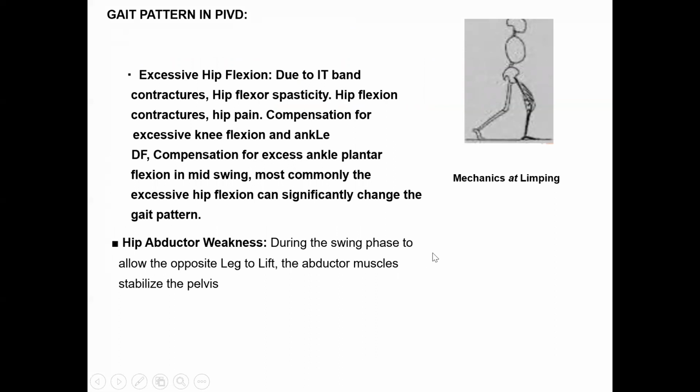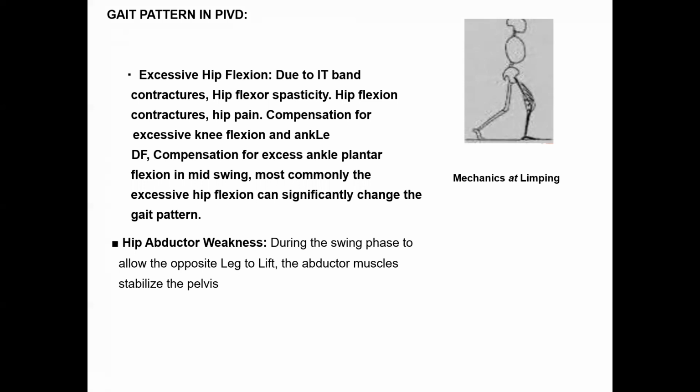As you can see in the picture, what we can see in the gait is excessive hip flexion. That is due to IT band contractures, hip flexor spasticity, hip flexion contractures, hip pain, compensation for excessive knee flexion and ankle DF, like ankle dorsiflexion, compensation for ASIS, ankle plantar flexion in mid-swing.